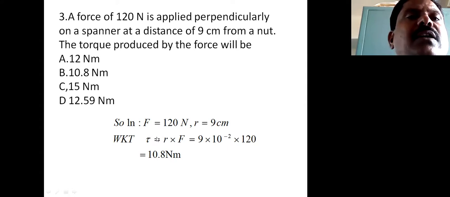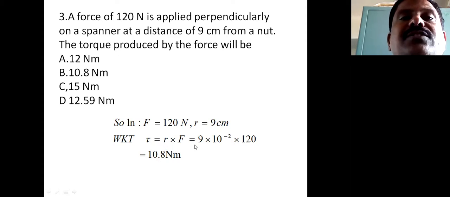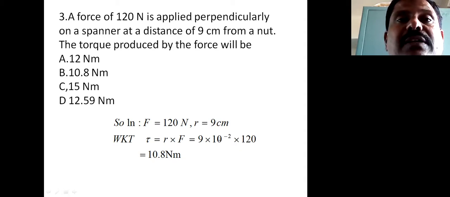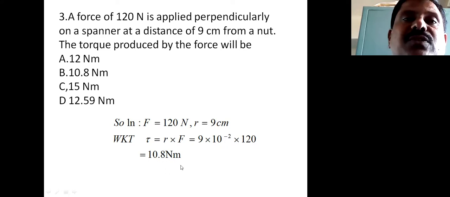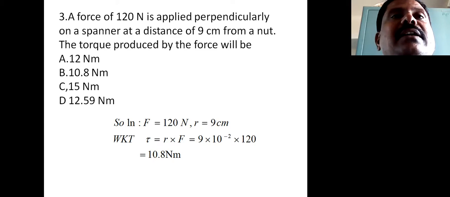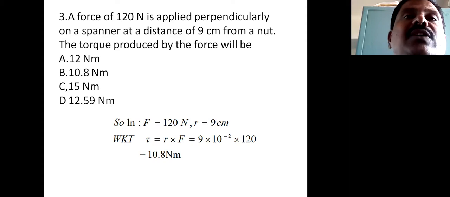We know that torque equals r into F, that is 9 into 10 to the minus 2 into 120. Multiplying these two terms, you will get 10.8 Newton meters. So that means the torque acting on a spanner at a distance of 9 centimeter, when 120 Newton is applied perpendicular to it, will be 10.8 Newton meters. Okay.